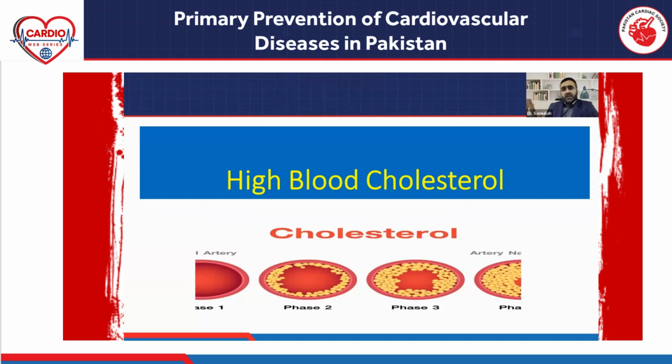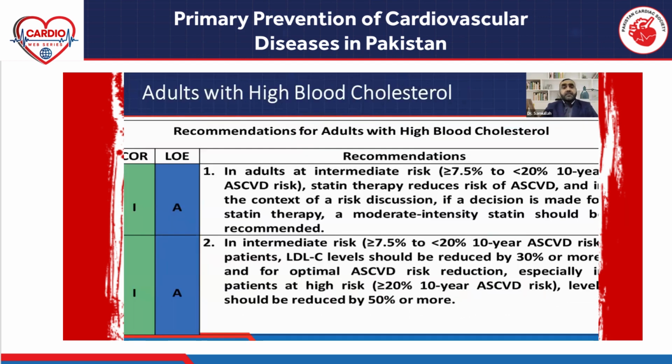The blood cholesterol is another very important thing in primary prevention. So those patients, those elders who are at intermediate risk, meaning their CVD risk is less than 20%, from 7.5 to 20%, you need to start these patients on statins. The recommended one is the moderate intensity statin in these patients.